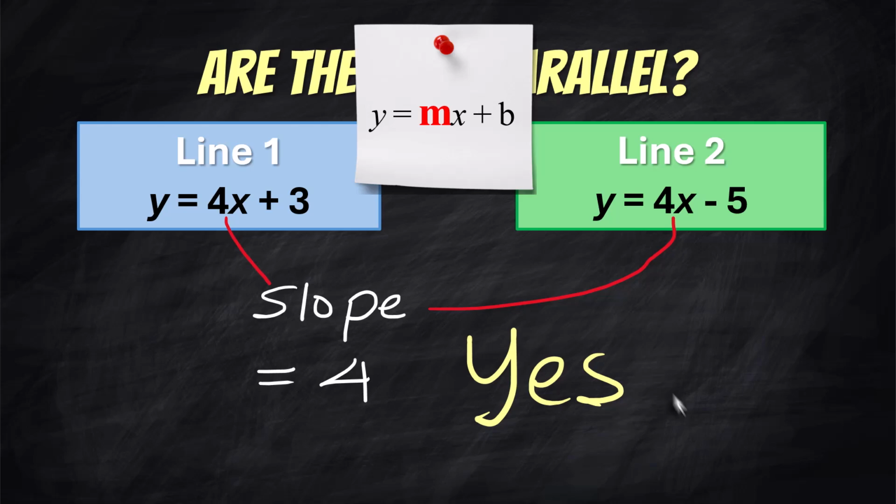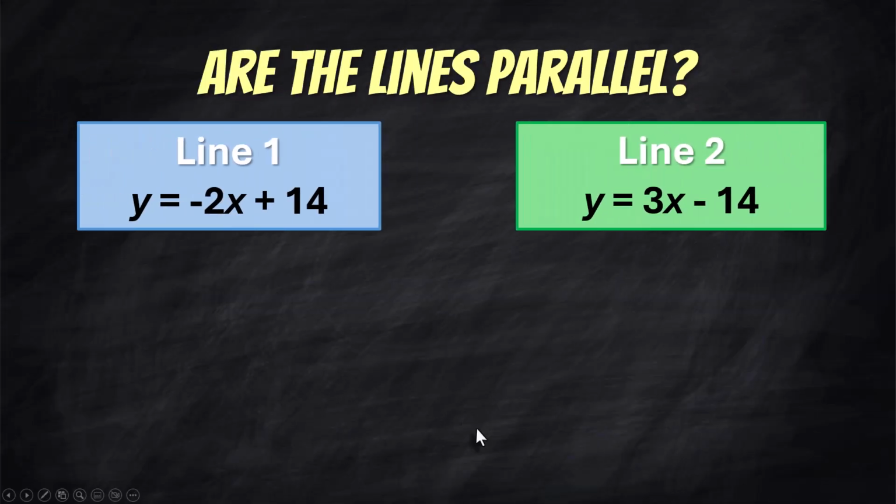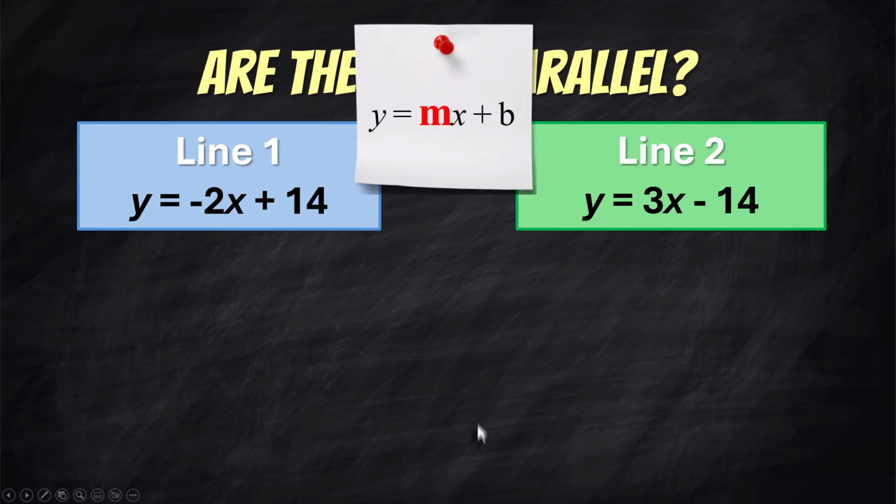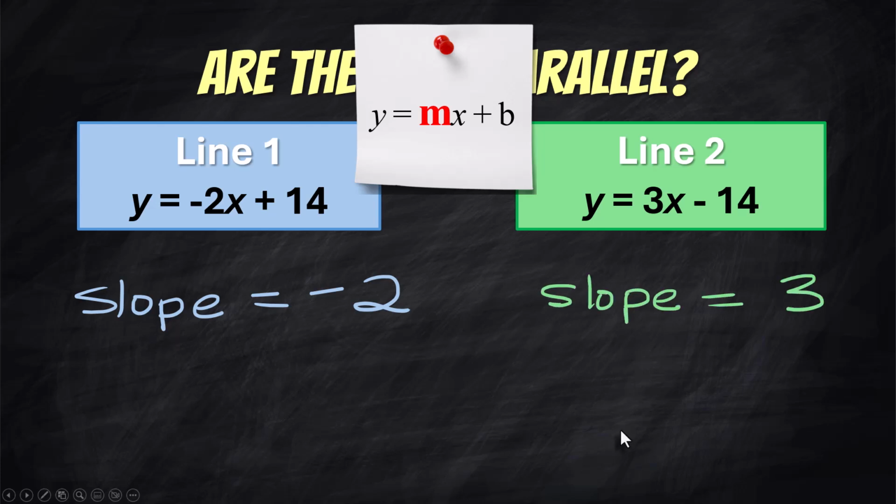Yay! I need a no. Oh, here it is. You guys see it? Remember, m is your slope. For this one, line 1, the slope is -2. We don't care about the 14. We only care about the slope for this problem because we just want to know if they're parallel. The slope is -2, and over here the slope is 3. There's our big no, not parallel.